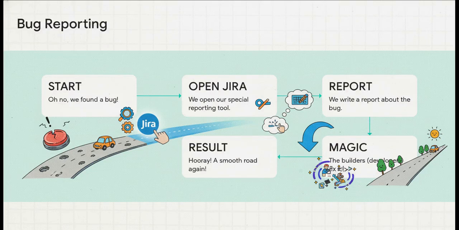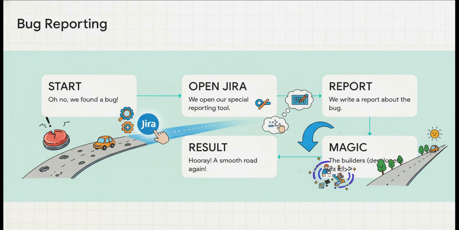It's a simple workflow. First, we find a bug. So next, we open up our tool, Jira. Then we tap, and write a clear report about the problem. After that comes the magic. The builders, who are called developers, read our report and fix the bug.